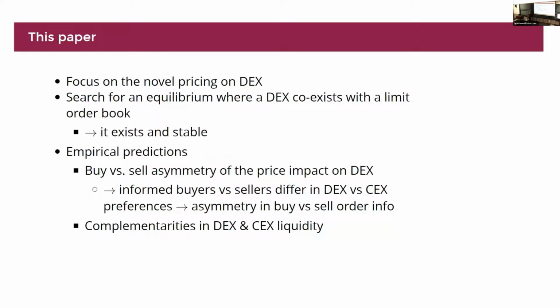Again, there are different things that you can focus on. The authors focus on the pricing rule and the novel pricing on the decentralized exchanges. And they have several results. The equilibrium exists, and the empirical predictions are that there is an asymmetric impact on the buy and sell, and there are complementarities in liquidity for the decentralized and centralized exchanges.